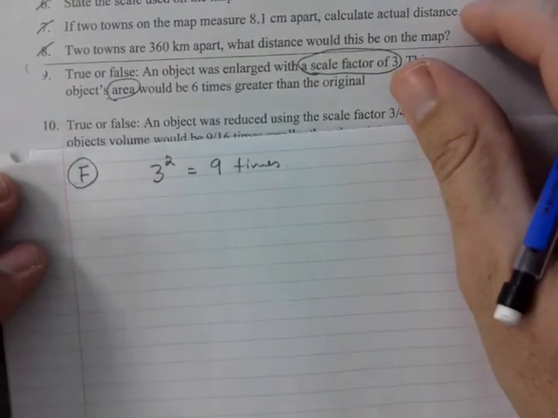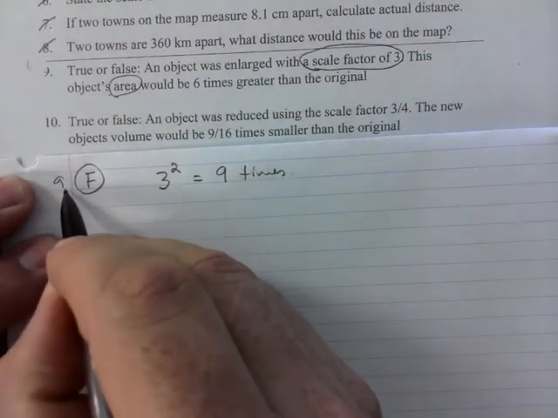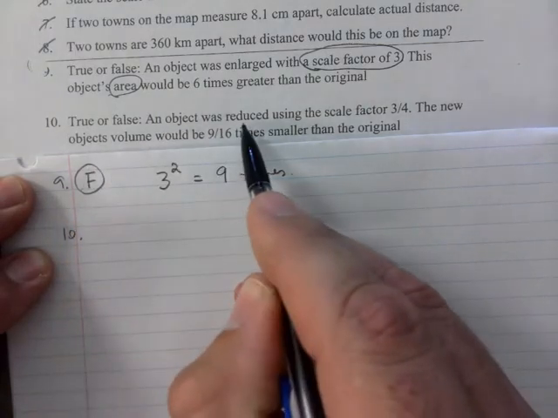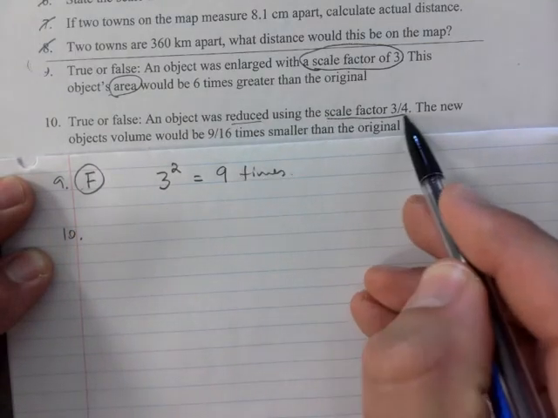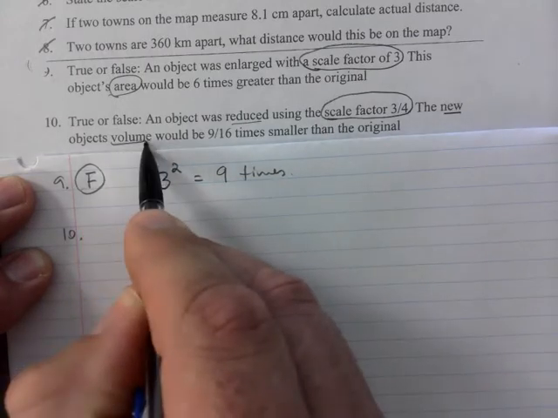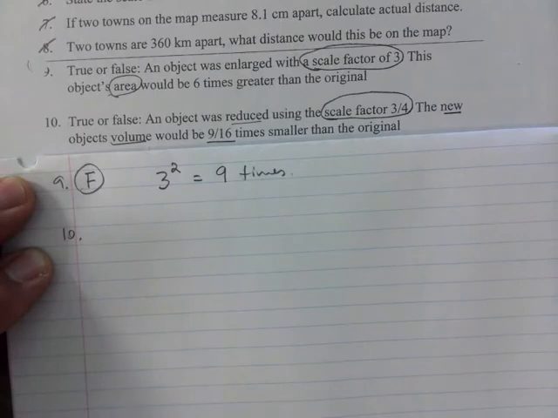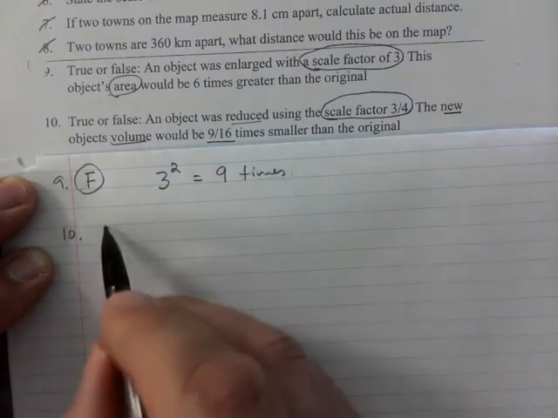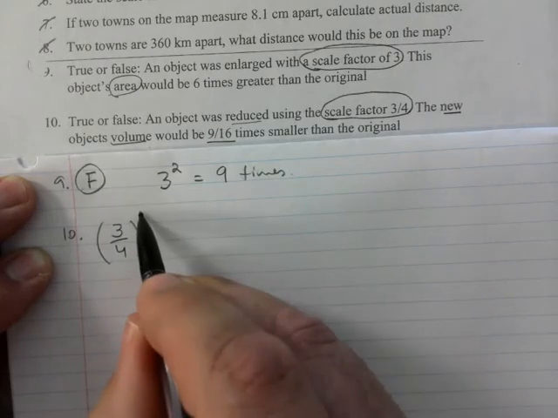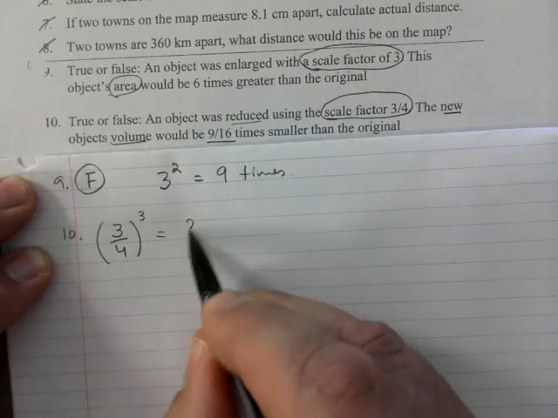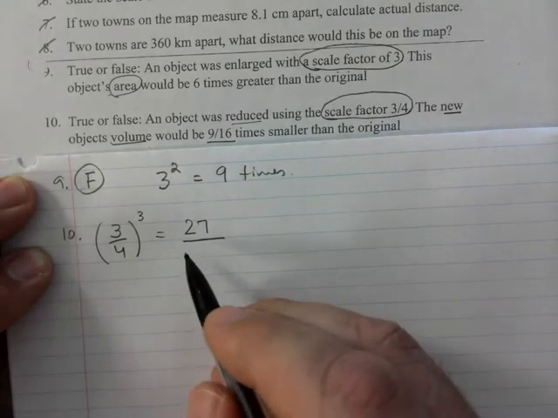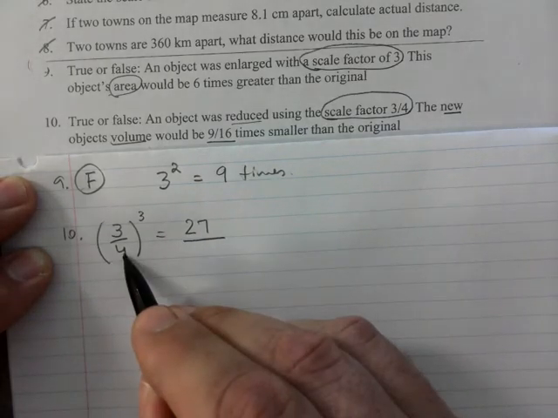Okay, 10, true or false? So this is question 10, true or false? An object was reduced using a scale factor, that's important, 3 over 4. The new volume will be 9 over 16 times smaller than the original. Let's try that out. We're talking volume, so we have to cube it, so that'd be 27 over, what's 4 cubed? 64?